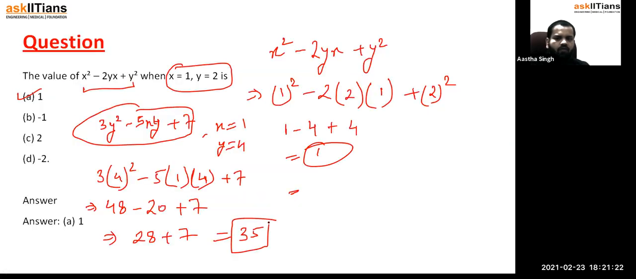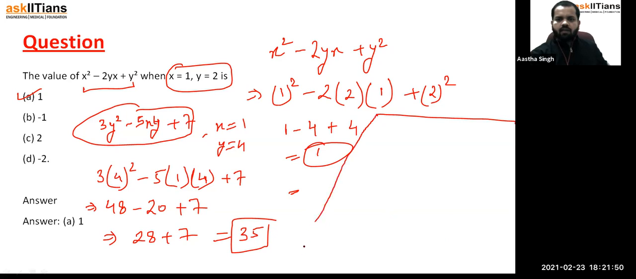I think you all have got the point of what we have studied till now for algebraic expressions, guys. You have also done the basic questions to find the value of the algebraic expression by putting the value of your variable into the algebraic expression. Let me give you one more example.